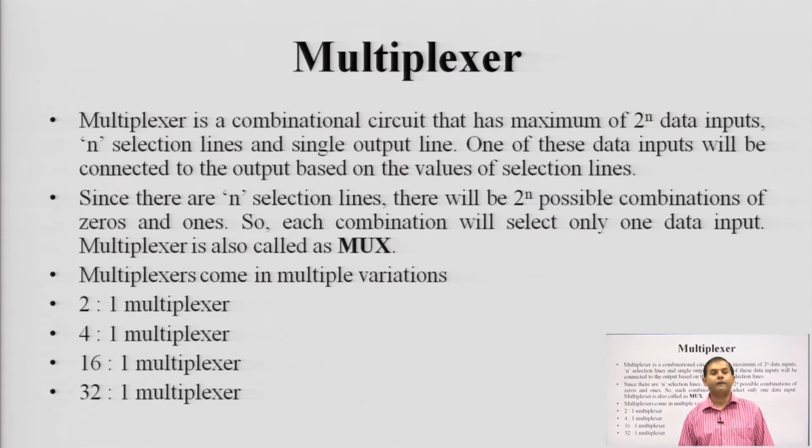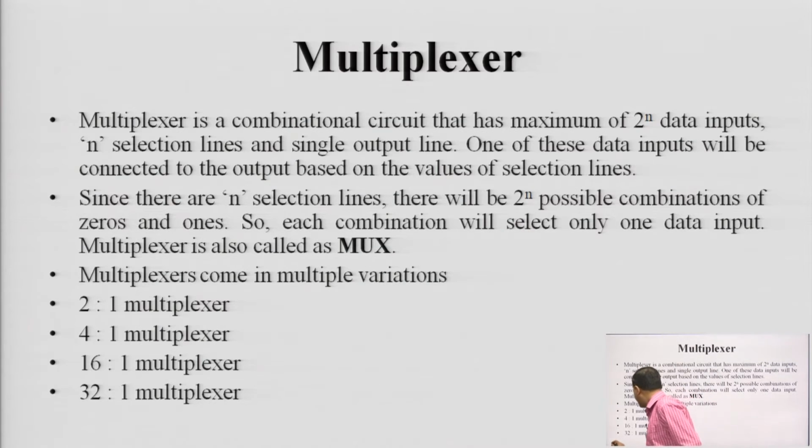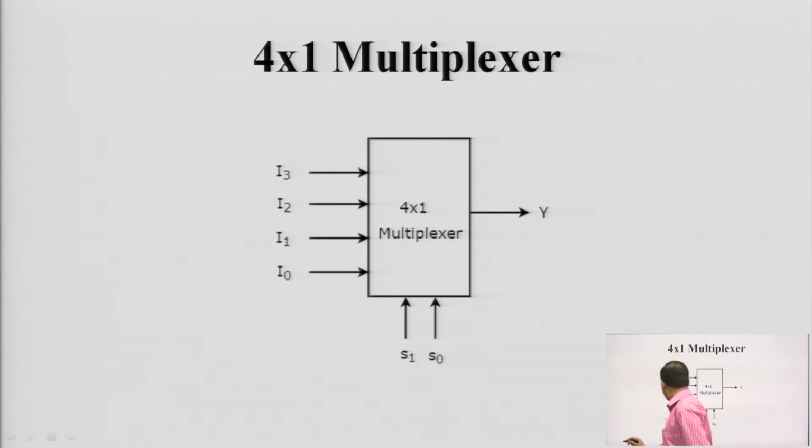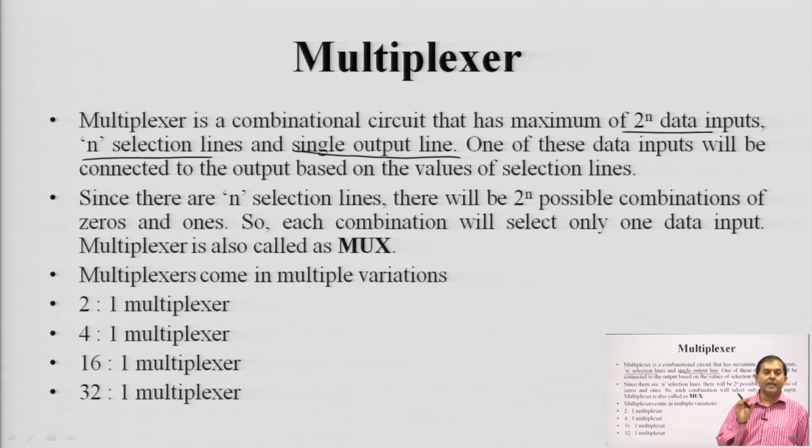So, first is the multiplexer. What is a multiplexer? A multiplexer is a combinational circuit that has a maximum of 2 to the power n data inputs, and n selection lines, and one single output, meaning many input lines can be channelized into a single output.